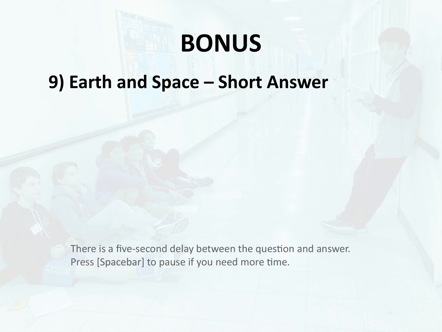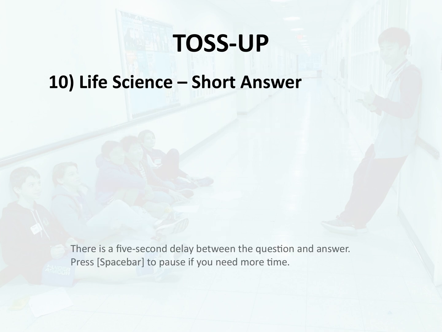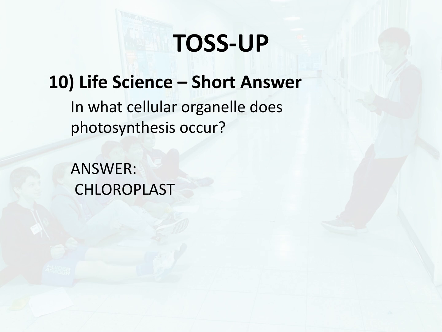Bonus 9. Earth and space, short answer. What is the term for reefs that form circular or horseshoe-shaped rings around lagoons? Answer: atolls. Toss-up 10. Life science, short answer. In what cellular organelle does photosynthesis occur? Answer: chloroplast.